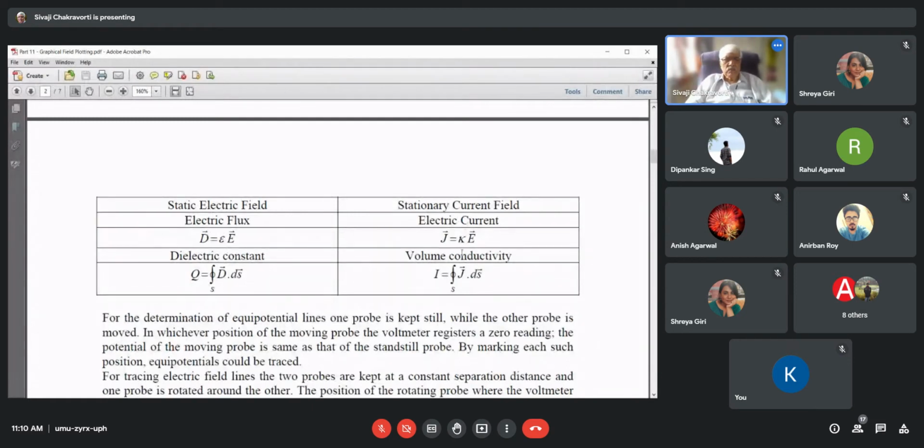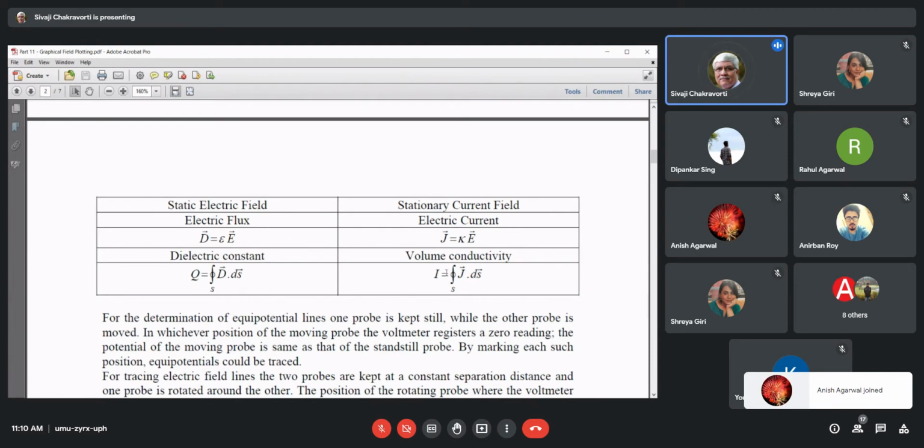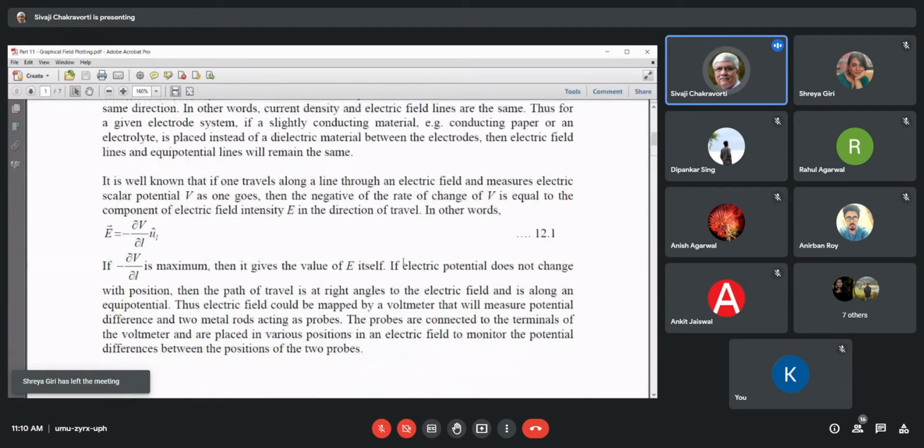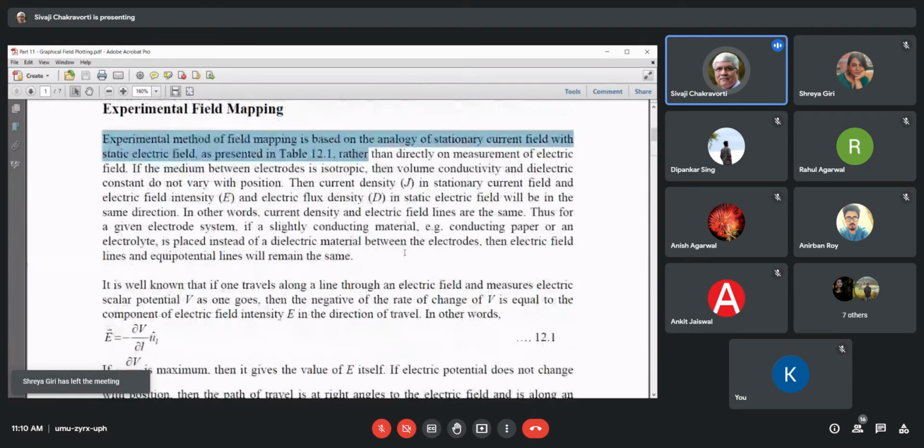And then we know that charge can be computed from the surface integral of D dot dS, where dS is the area vector, and in the same way the current can be obtained by the surface integral of J dot dS. So there is a very clear-cut analogy, and this is used in this experimental field mapping.